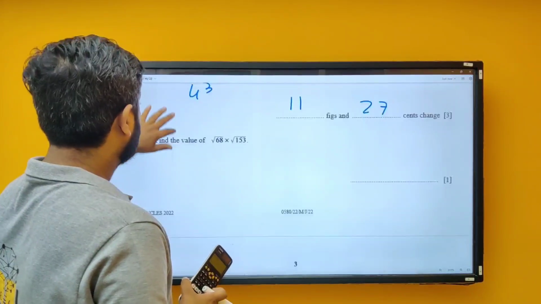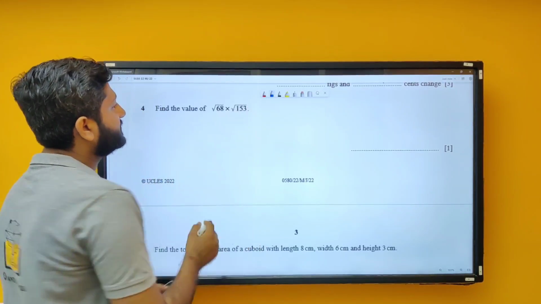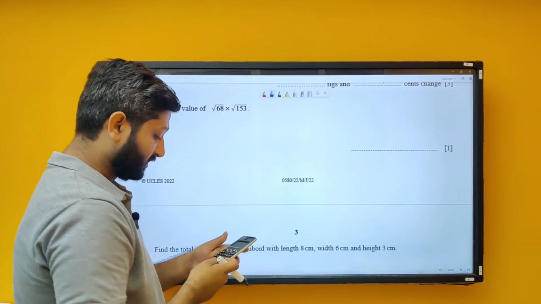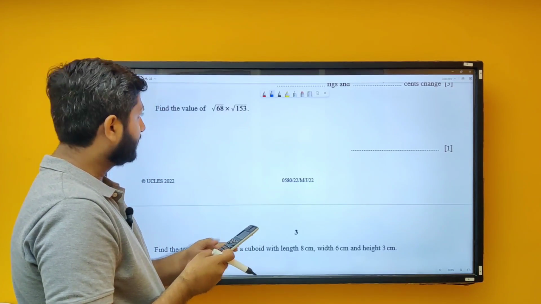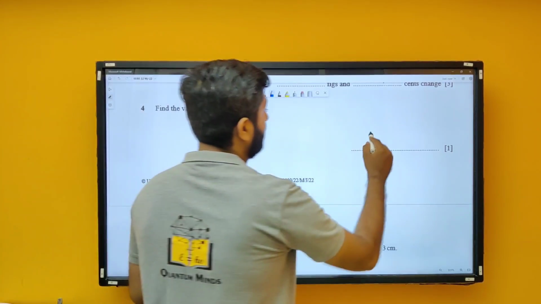Next question. What is the value of root 68 into root 153? So let me do root 68 into 153, and this is 102.